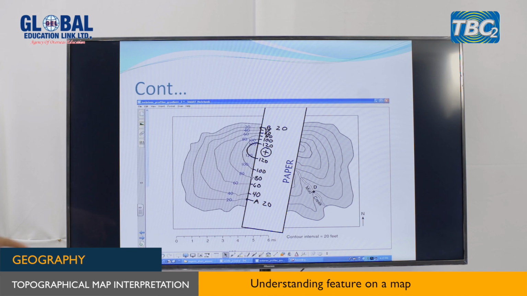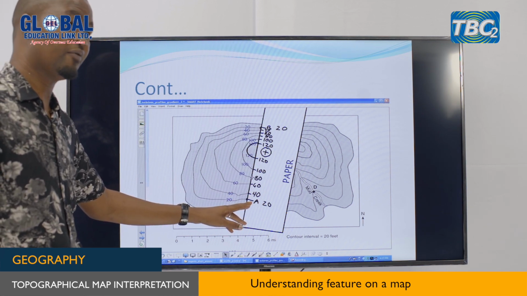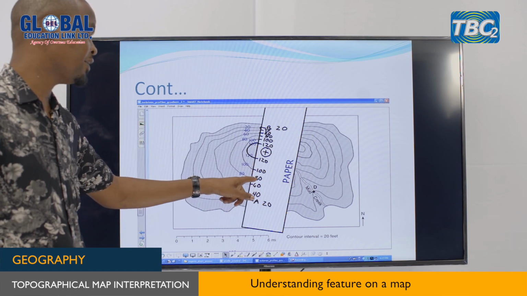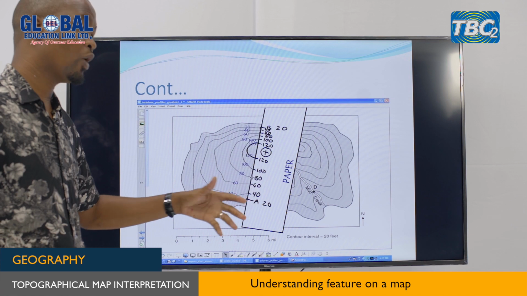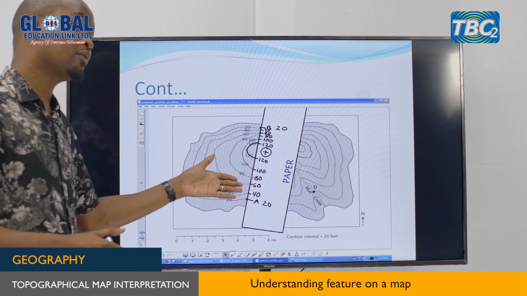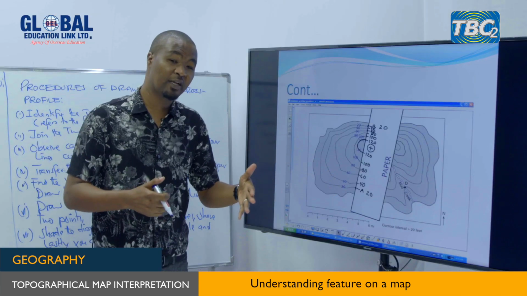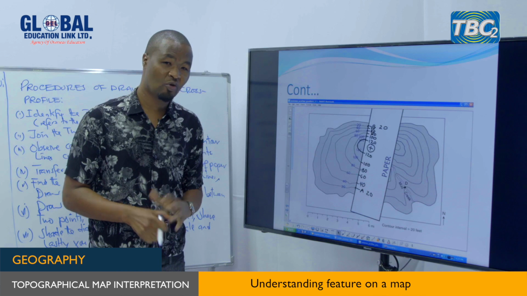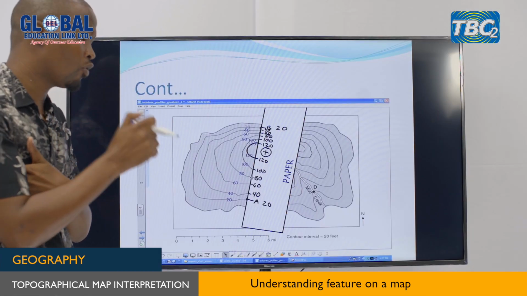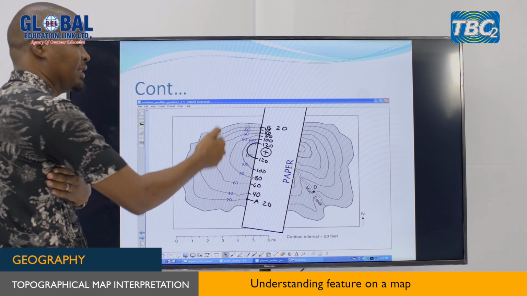It means you have to observe carefully your contours. You see, you have 20, 40, 60, 80, 100. It means you have to find the vertical scale according to the contour interval that you have. So how am I going to find the vertical scale? You have to be very careful and look carefully at the contour intervals that cut across that line.